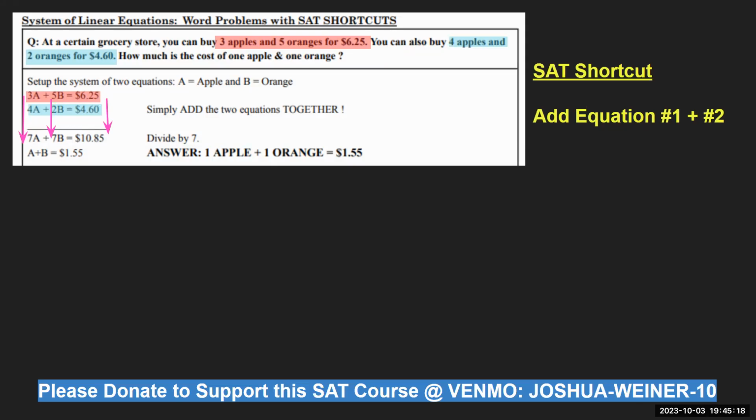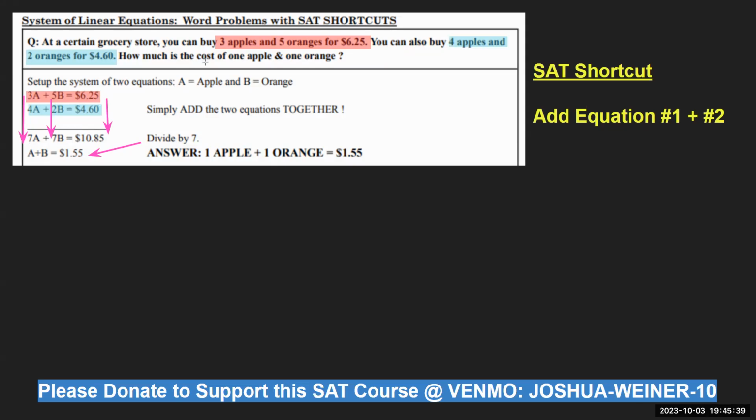It will be $10.85. Right, so that's for 7. And then what's the last step? Then simply divide by. You would divide by 14. No, because then you get a half. So what happens if you divide by 7? Oh, you have to divide by 7, then you get $1.55. Is the cost of an apple and an orange.